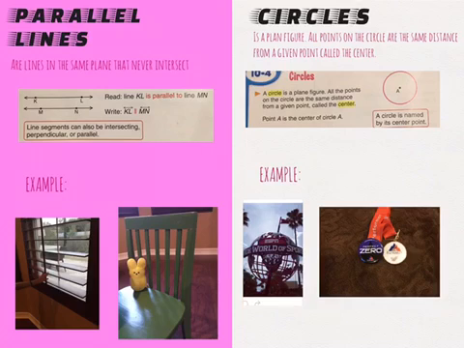Circle. A circle is a plane figure. All the points on the circle are the same distance from a given point called the center. Point A is the center of circle A. A circle is named by its center point.